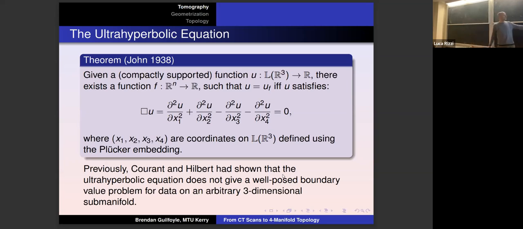So it kind of got a bad reputation from Courant and Hilbert initially because they said, oh, here's an example of something that doesn't have a good initial value problem, which physically is something that you would like for most physical theories. But on the other hand, Fritz John came back and said the following.